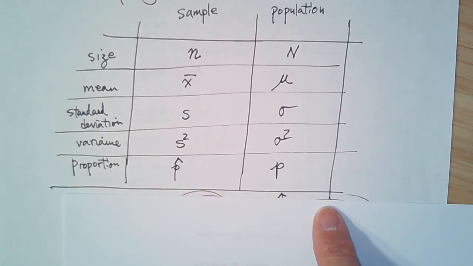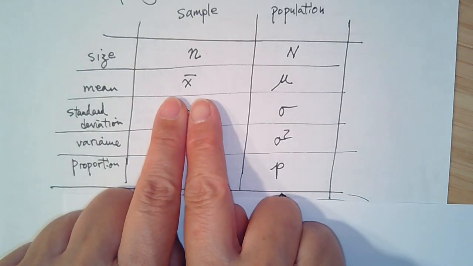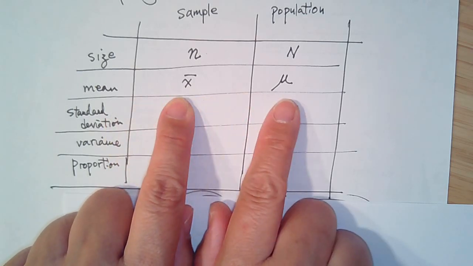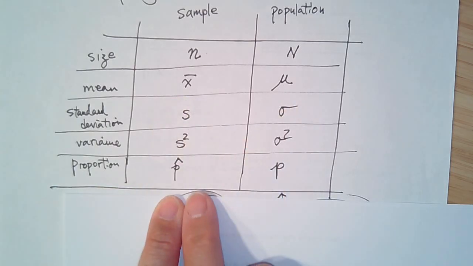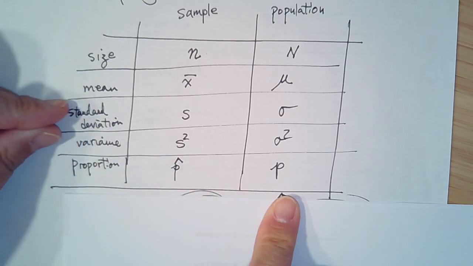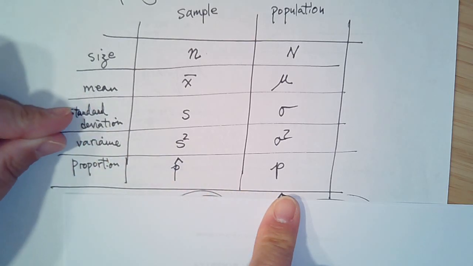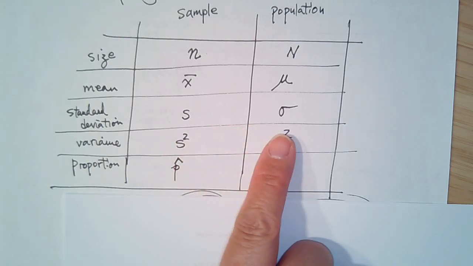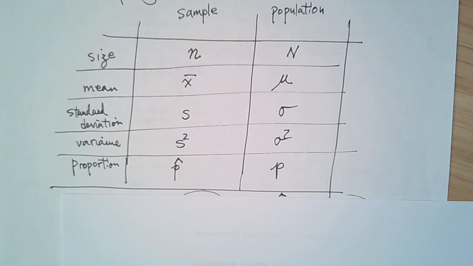We call this an unbiased estimator. Unbiased means right on target, which means x bar, the sample mean, is an unbiased estimator of the population mean. Sample proportion is an unbiased estimator of the population proportion. Did you notice that I didn't mention the standard deviation and the variance? Yeah, because they're biased estimators. They are also good estimators, but they're biased. I will explain to you later.